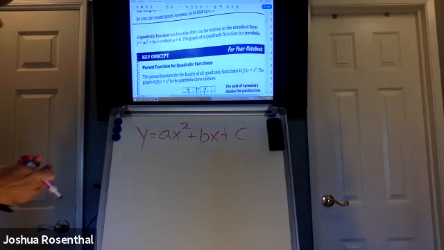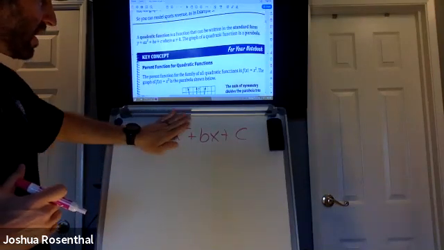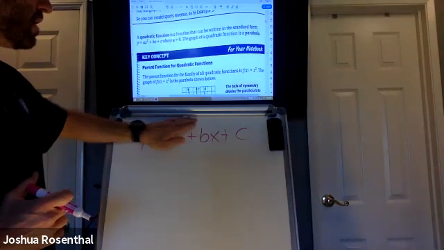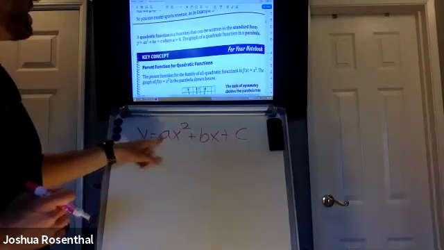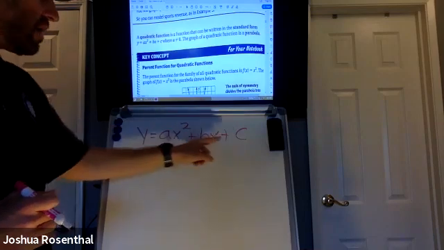Okay, where a is not 0. If a was 0, it would eliminate the x squared term, so then it wouldn't be a quadratic anymore. So we want to make sure a is not 0. All right, c is a constant. A, B, and C are constants.